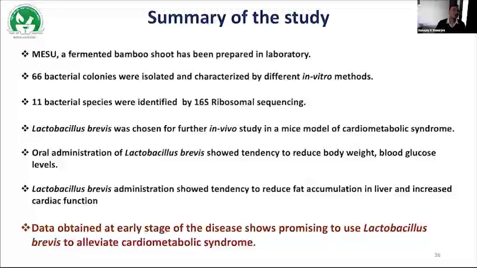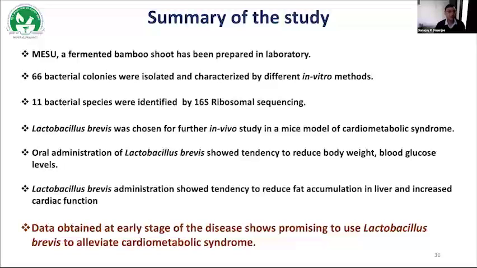So this is a summary of the study: MESU is a fermented bamboo shoot we prepared in the laboratory. 66 bacterial colonies were isolated and characterized by different in vitro methods. 11 bacterial species were identified by 16S ribosomal sequencing. Lactobacillus brevis was chosen for further in vivo study in a mouse model of cardiometabolic syndrome. Oral administration of Lactobacillus brevis showed a tendency to reduce body weight and blood glucose level. Similarly, the same species showed a tendency to reduce fat accumulation in the liver and increase cardiac function.